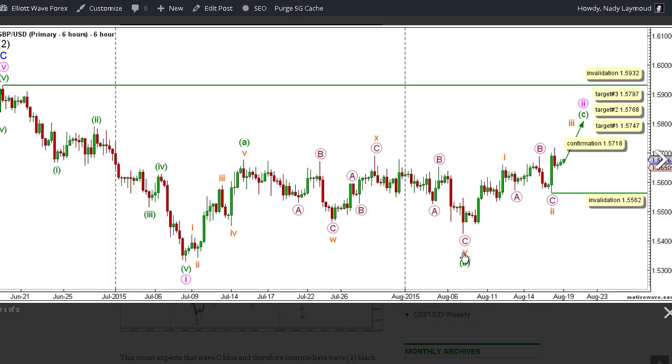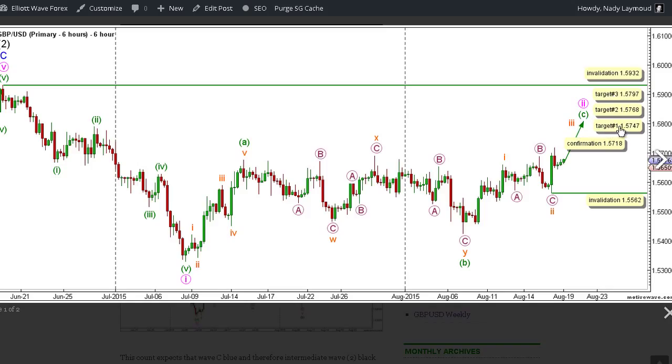After the completion of B green, it's expected that wave C green is unfolding toward the upside as an impulse, with waves 1 and 2 orange complete and with 3 orange under way. Wave 2 orange unfolded as an expanded flat correction labeled A, B, and C purple, and this count would be confirmed by movement above 1.5718, and we have 3 targets for the completion of wave 3 orange and wave C green.